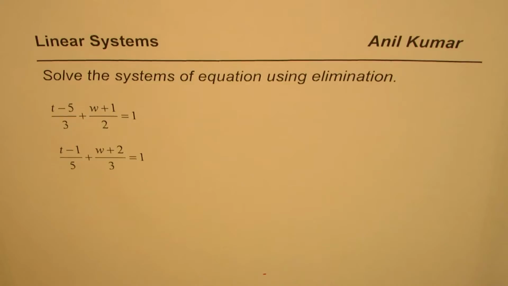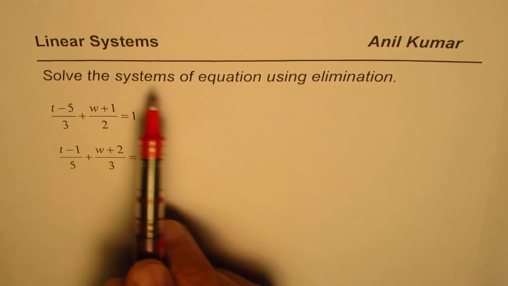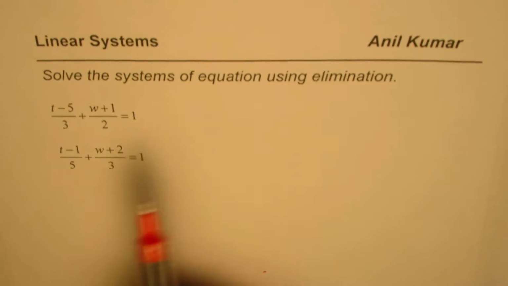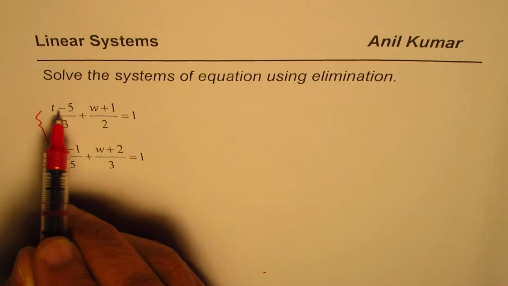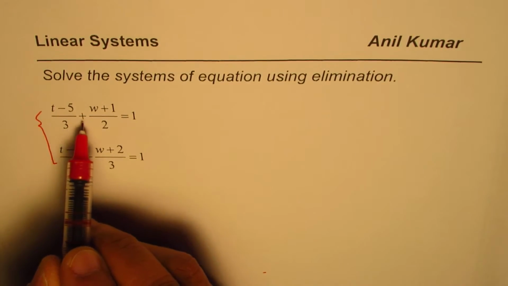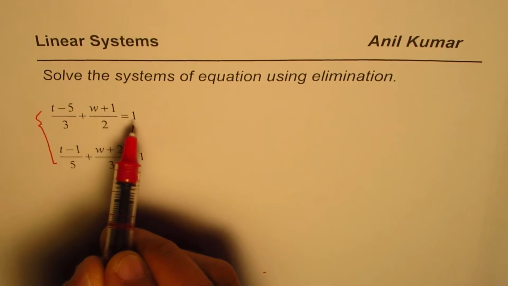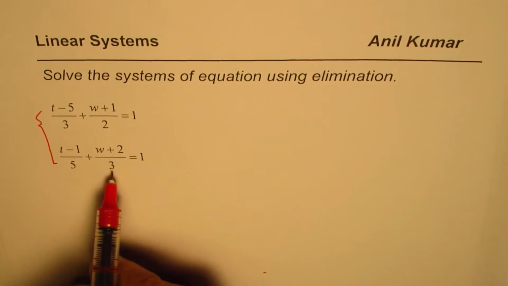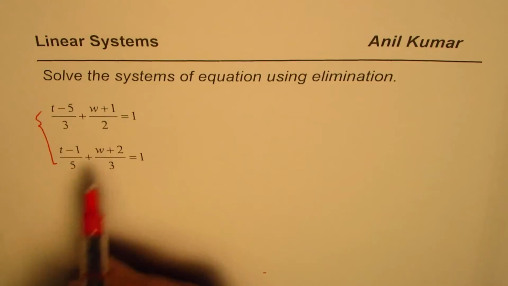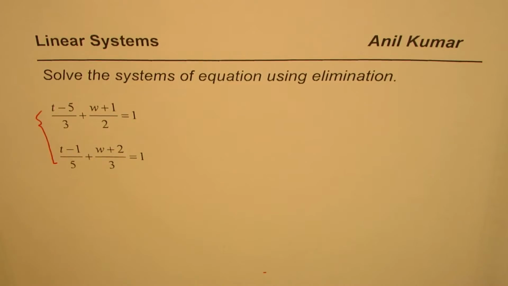The strategy is get rid of fractions, right? Now the question here is: solve the system of equations using elimination. The two equations given to us are (t minus 5) divided by 3 plus (w plus 1) divided by 2 equals 1, and (t minus 1) divided by 5 plus (w plus 2) divided by 3 equals 1. We need to solve this linear system.